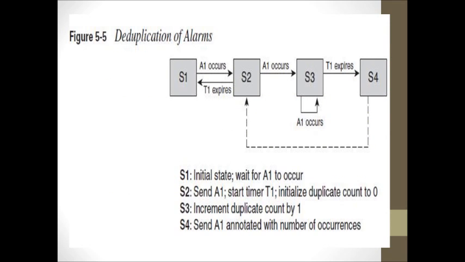Another way to filter alarms concerns the duplication of alarms. In some cases, the same alarm condition might cause the same alarm to be sent repeatedly, where each new instance of the same alarm contains no new information. The new instances might simply be thrown away. The process of discarding the redundant alarms is referred to as deduplication.